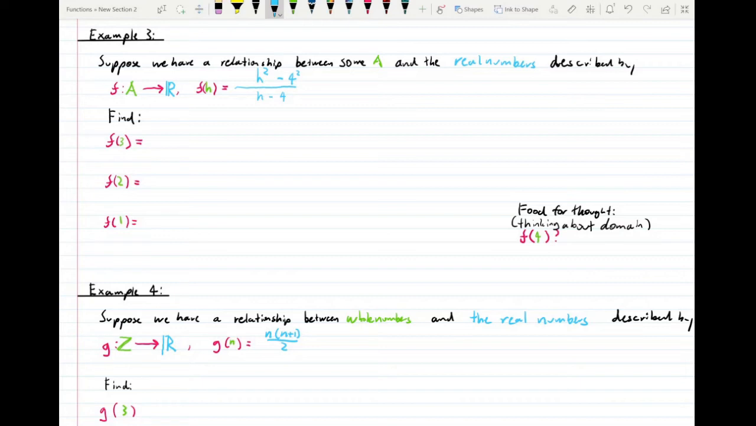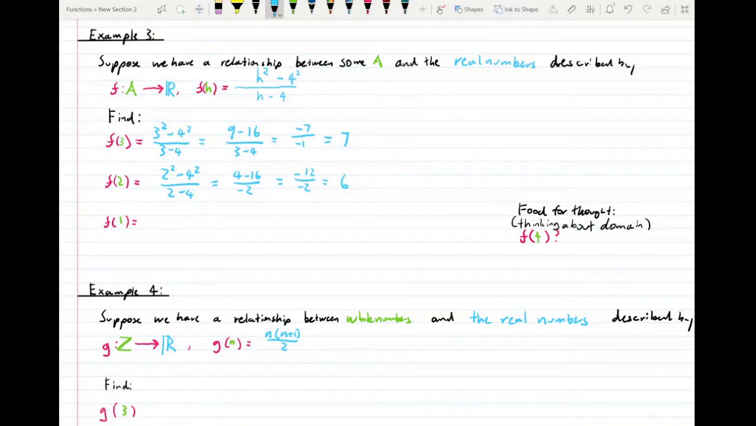So starting with f of 3, we just plug in, we get 3 squared minus 4 squared all over 3 minus 4, which is equal to 9 minus 16 all over 3 minus 4, or minus 7 over minus 1, which equals 7. Going on to f of 2, we've got 2 squared minus 4 squared all over 2 minus 4, which equals 4 minus 16 over minus 2, which equals minus 12 over minus 2, or 6.